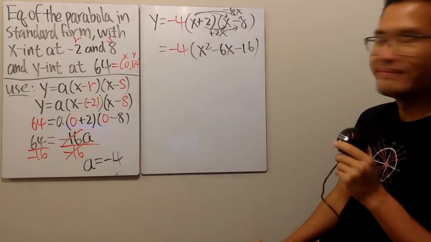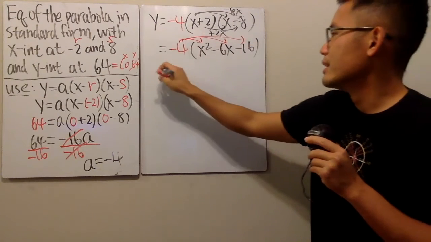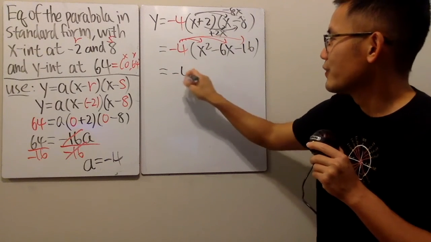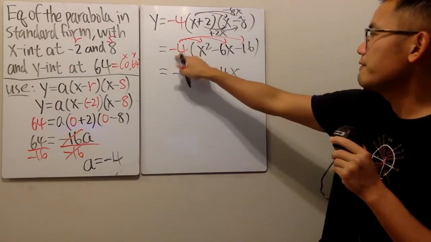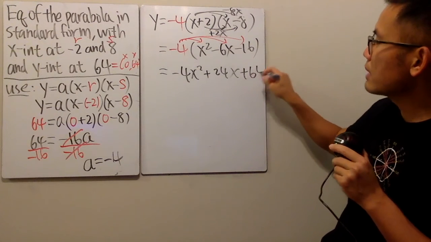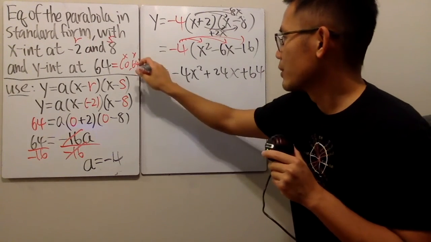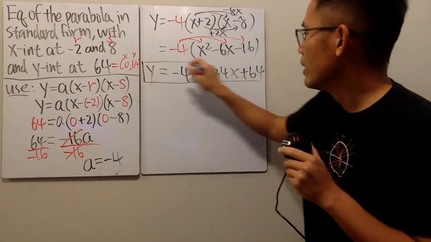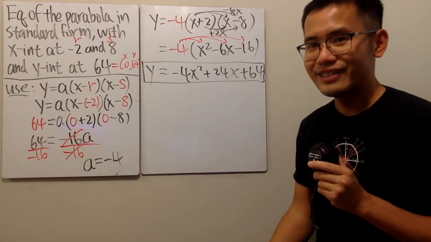Very good. Now, distribute, distribute, distribute. This times this, we get -4x squared, and then this times this is plus 24x. And finally, -4 times -16, we get positive 64. Just like that, right? So let's go ahead and say y is equal to all this right here on the right-hand side, and here we have our answer. That's it.